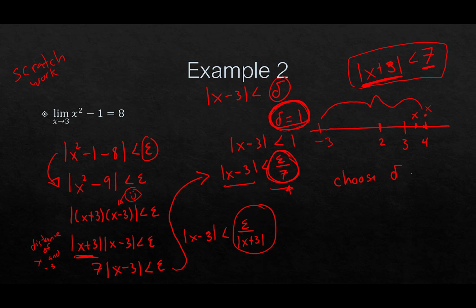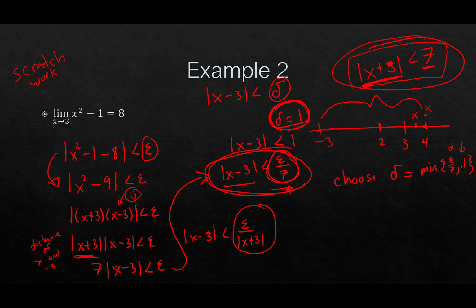We're going to choose delta to be the minimum of epsilon over 7 and 1. Okay. Now this might be weird, but what this is saying is that you have two numbers here, and we're going to let delta be the smallest of them. And the reason why we're letting delta be the smallest of these two numbers is we want both of these inequalities here to hold. Okay.